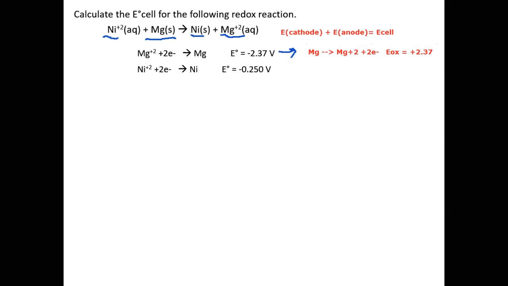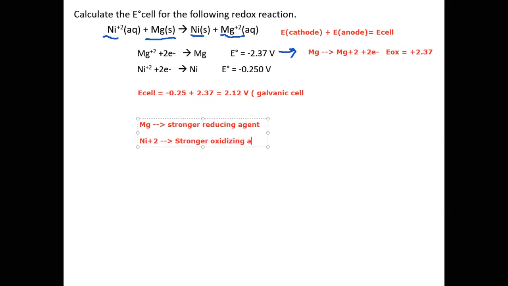So now to find the E of cell, it's simply negative 0.25 plus 2.37, which is 2.12. So this is a galvanic cell. It's spontaneous. It has a positive voltage. Also, we can say again, magnesium is the stronger reducing agent, nickel 2 plus the stronger oxidizing agent. And the way we know that is because the reduction potential for magnesium 2 plus is a lot more negative than nickel 2 plus, so that tells us magnesium would rather be oxidized than reduced.